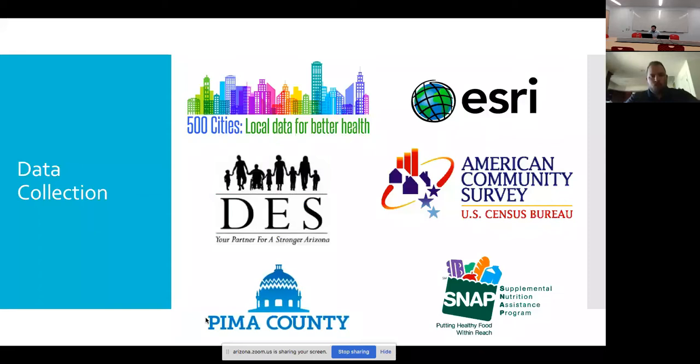So here are all the different data sets that I used for this project, as this was probably one of the most intensive parts of the process. So that's 500 Cities local data for better health from the Centers for Disease Control, the Arizona Department of Economic Security, and that data is not publicly available, so I requested it specifically for this project. Pima County GIS Department, ESRI, the US Census, and the US American Community Survey, and USDA SNAP data.